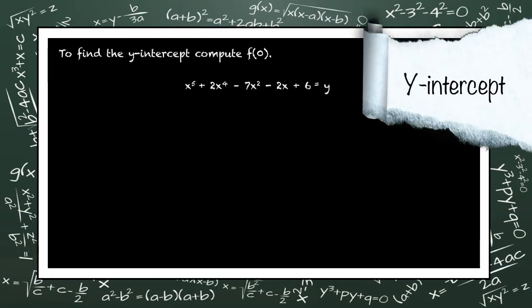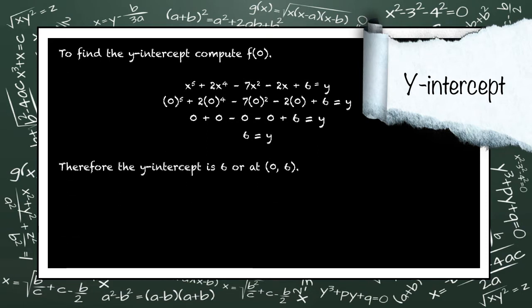To find the y-intercept, make all x's equal to 0. As you can see below, 6 equals y. Therefore, the y-intercept is 6, or at (0, 6).